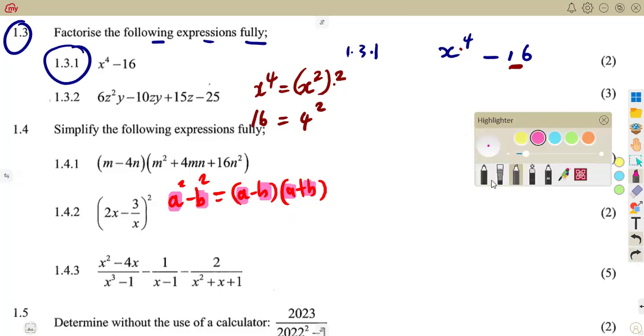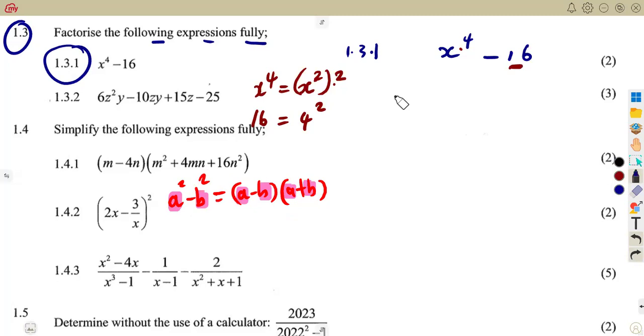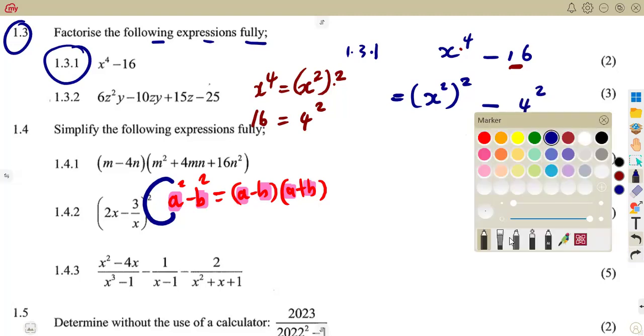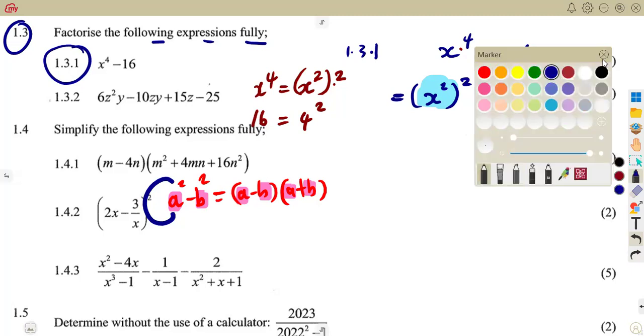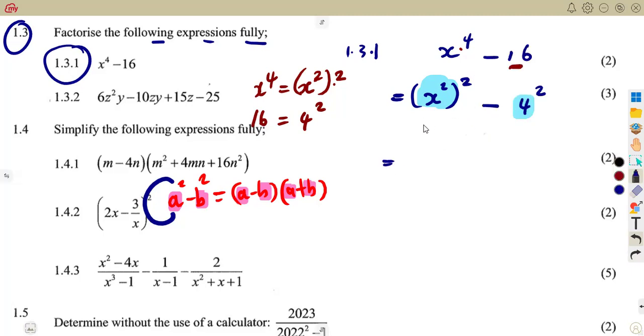Understanding this is important, because if I want to write it in the form of a number raised to the exponent of 2, x to the exponent of 4 can be written as x squared to the exponent of 2, minus 16 can be written as 4 to the exponent of 2. You're done. So this is your a, and this one represents your b. This is your difference of 2 squares.